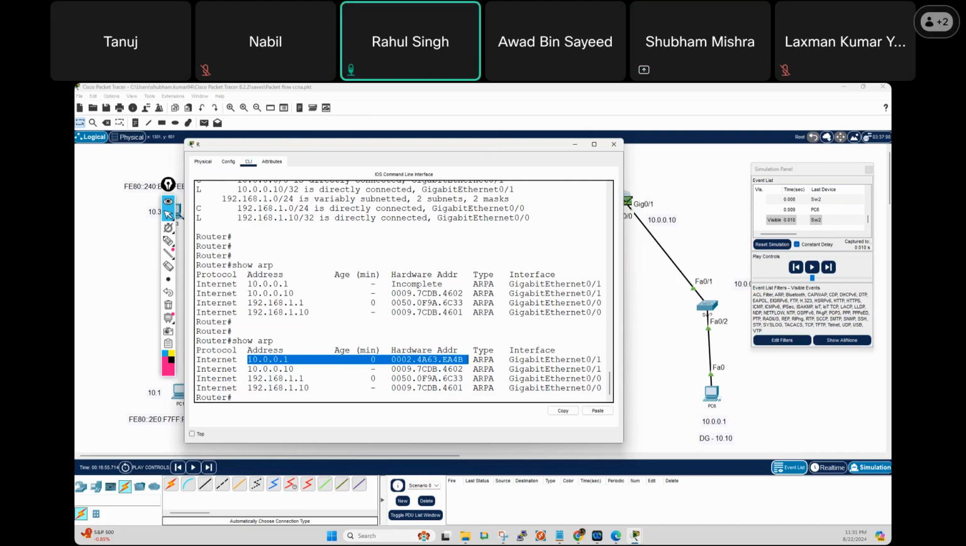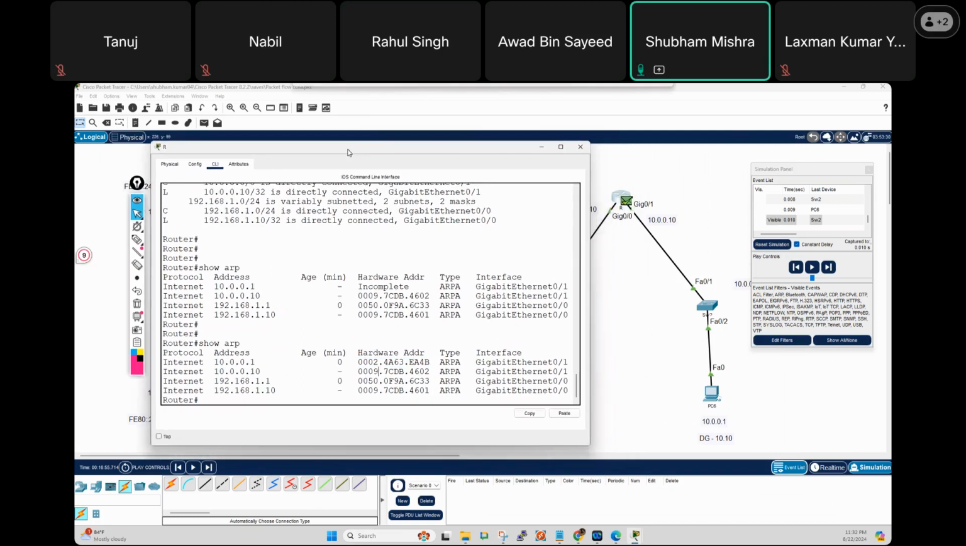Sir, what is making the router send a broadcast ARP? See, actually, the router can generate the broadcast packet in the scenario when the router doesn't know the MAC address of a destination device in the same LAN. Oh, okay, sir.